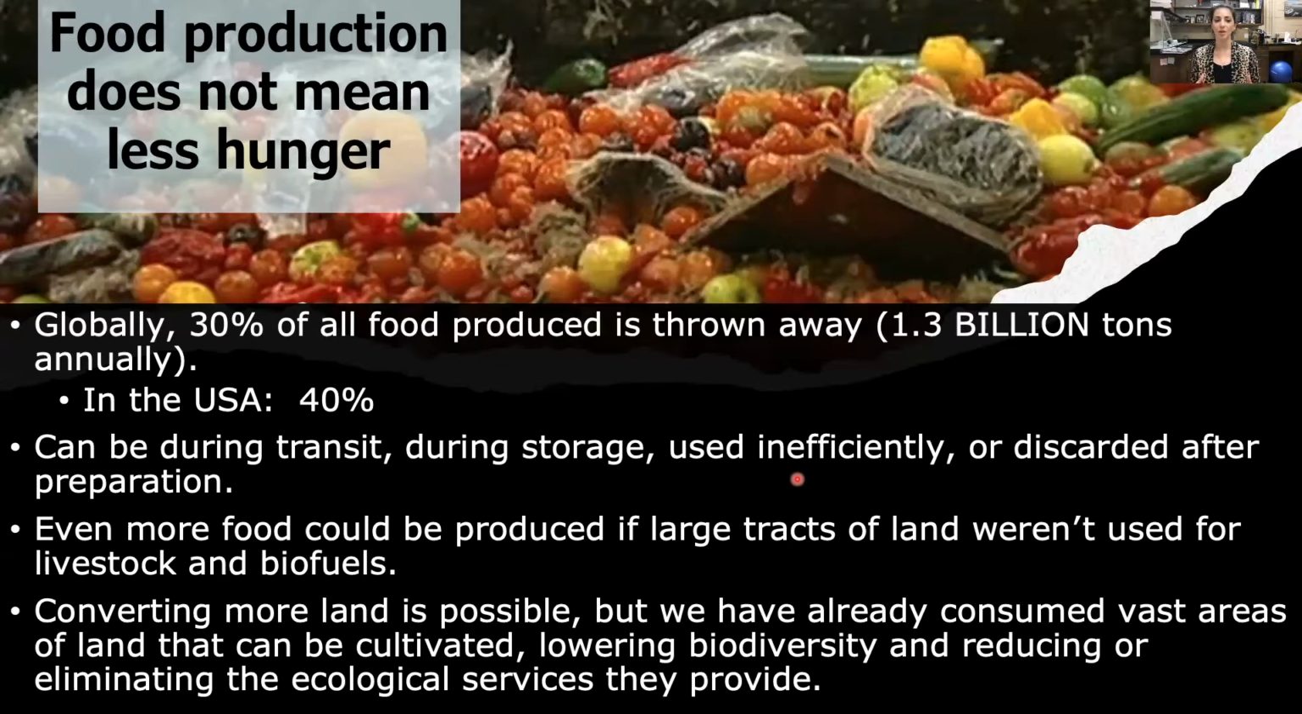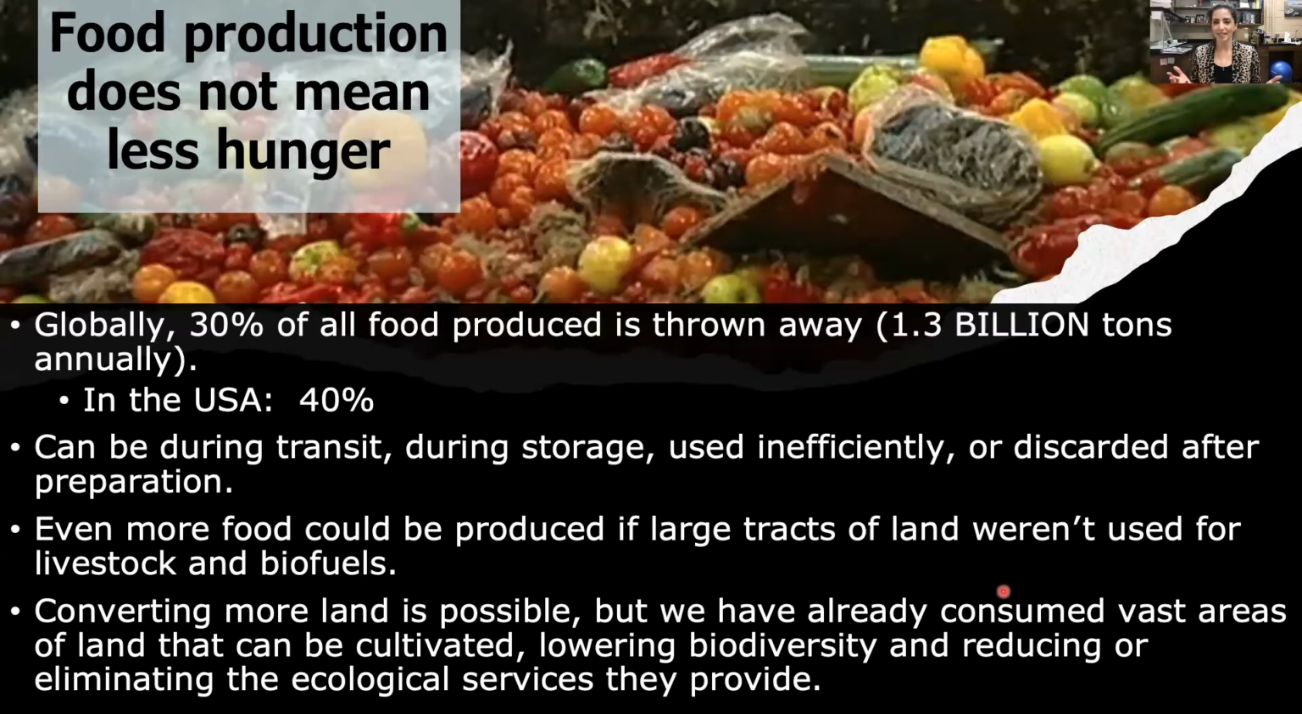So this lowers the biodiversity overall and reduces or eliminates the ecological services that this land can provide, as we talked about in previous lectures. This land we convert for our resources does have natural ecosystem services that it provides to the ecosystem. And by converting it to agriculture, we strip away those services.